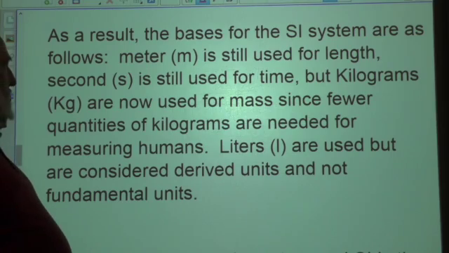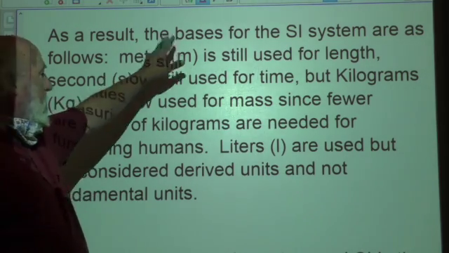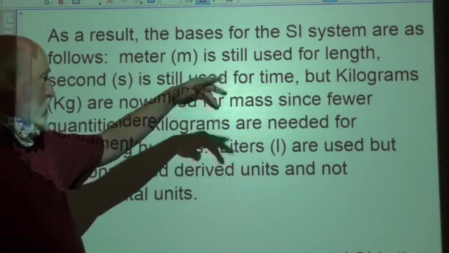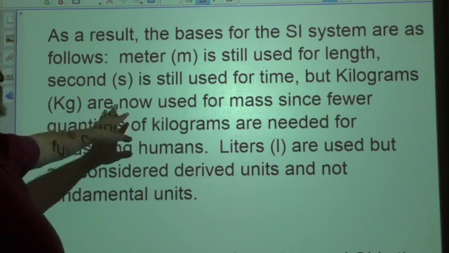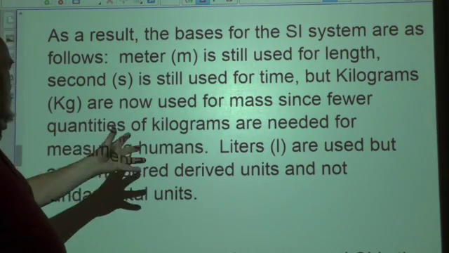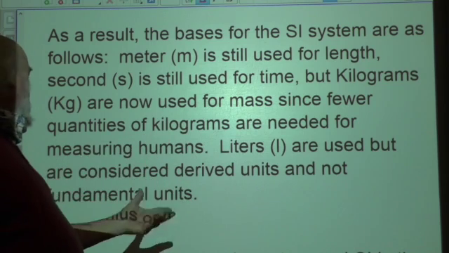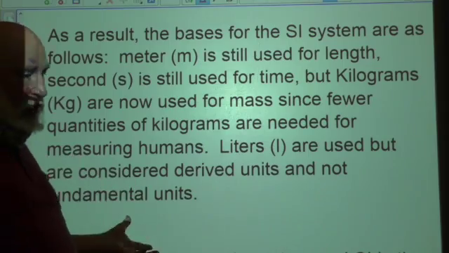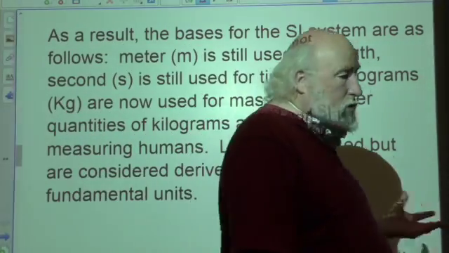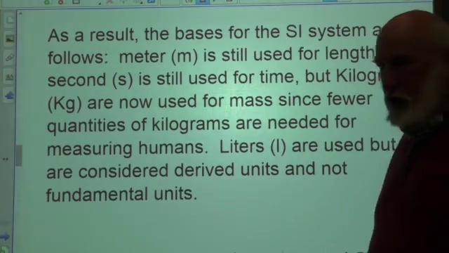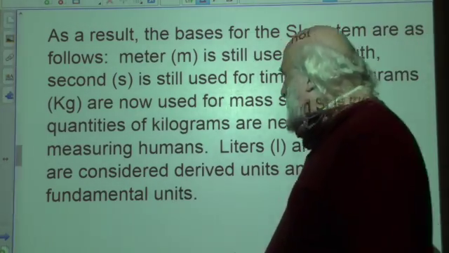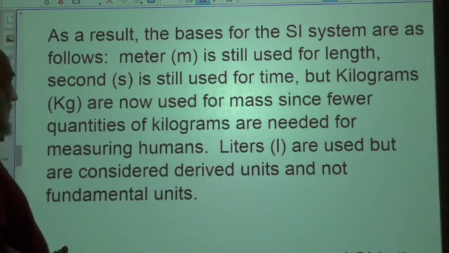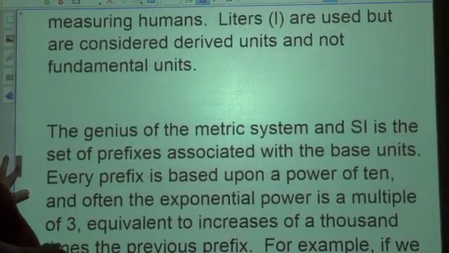As a result, the bases for the SI system are as follows. Meter, or M, is still used for length. Second is still being used for time. But kilograms are now used for mass, since fewer quantities of kilograms are needed to measure humans. And liters are used but are considered derived units and not fundamental units. The fundamental unit for the liter is actually based upon the meter cubed. So that's basically the set of rules that the SI has established based upon the metric system.